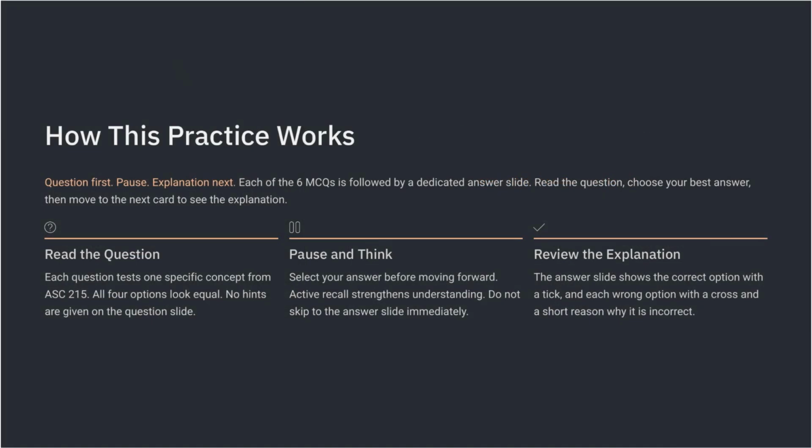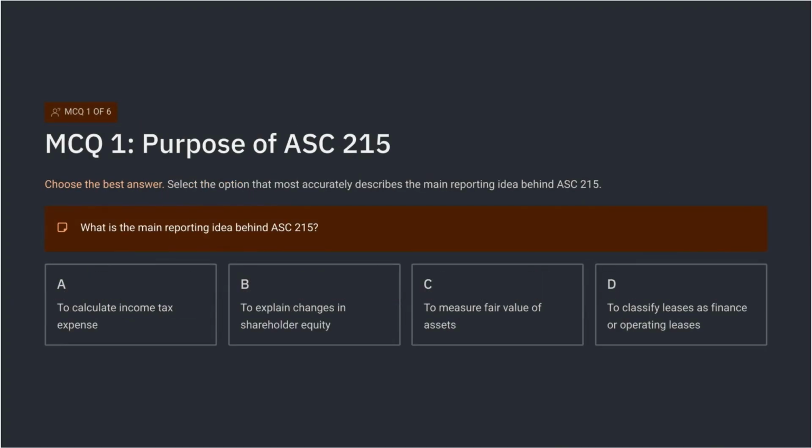Here is how this practice will work. First, you will see the question with 4 options. Read it carefully and choose your answer before moving ahead. Then, on the next slide, we will review the correct option and also understand why the other options are not correct. This style is useful because active recall makes learning stronger. So, do not only watch passively. Pause when needed, choose honestly, and then compare your reasoning with the explanation. Let us begin with question 1.